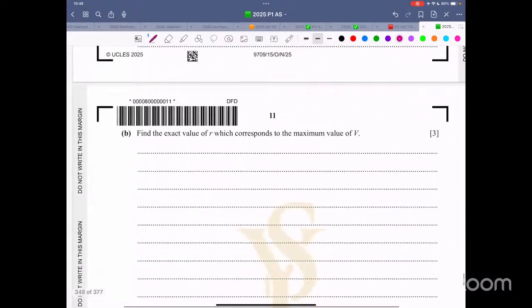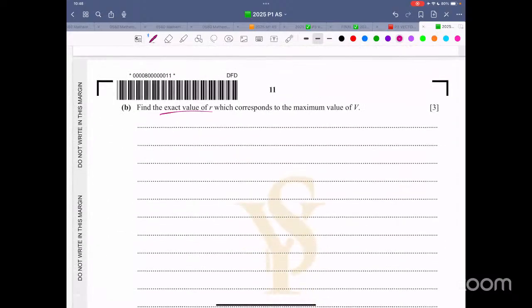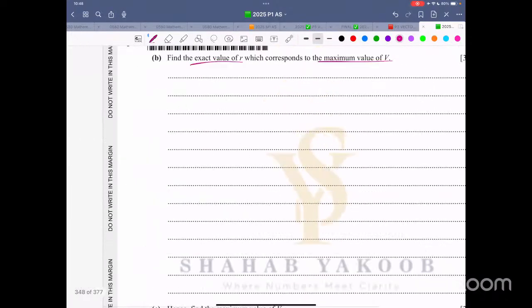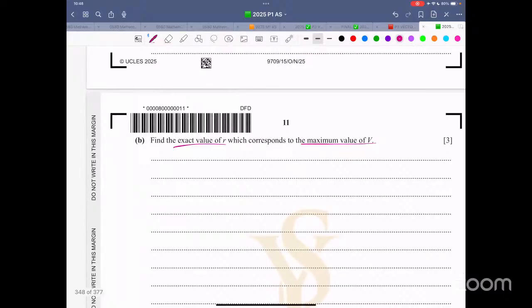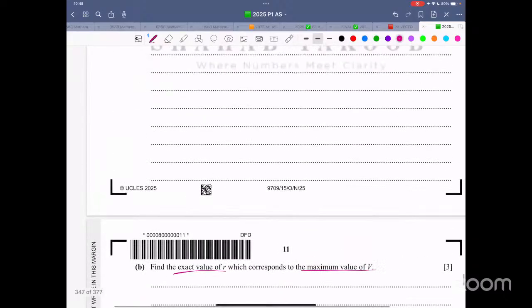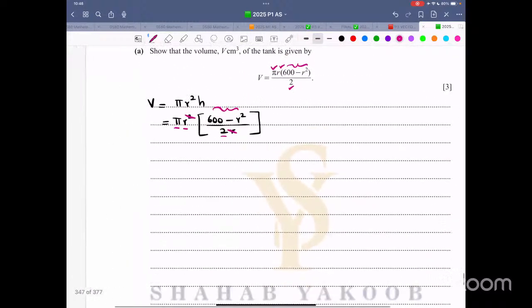That's the third part. Now it says find the exact value of r, which corresponds to the maximum value of v, and find the maximum value of v. So we don't have to prove the second derivative test. We don't have to apply it. We just have to find r and v. So now let me just go with the flow over here.